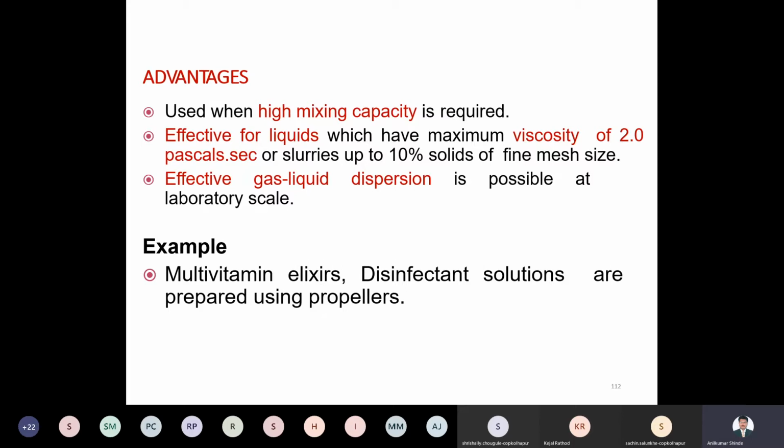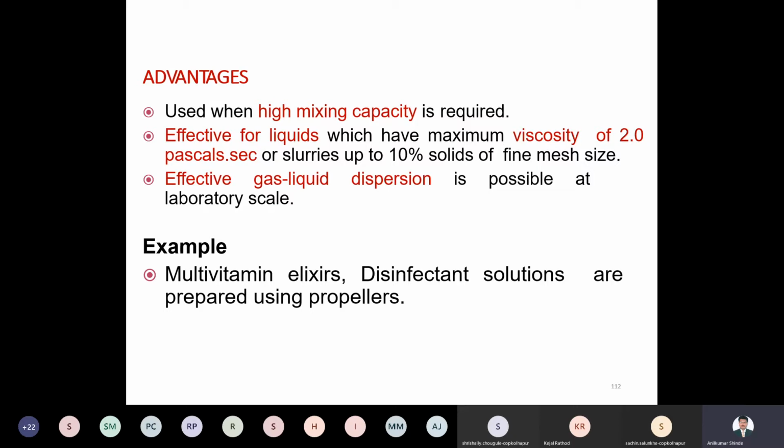So effectively, it is a gas and liquid dispersion. If you are mixing, the mixer handles material having both gas and liquid, this combination of gas and liquid, right? So that is a major advantage of propeller type mixers. You can get 100% mixing, where the mixing is a gas and liquid dispersion.